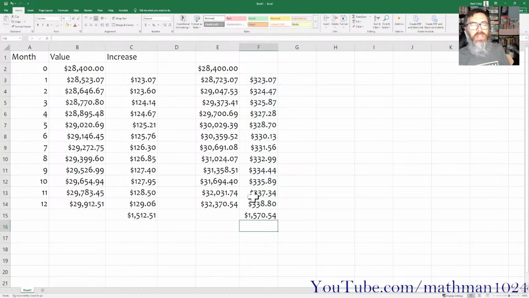So by us putting in an extra $200, not only are we, of course, building up wealth naturally, but we have also increased how much interest we would have earned in the year by $58. So again, not only do you have more money in the account, but you have also earned more interest over that year.